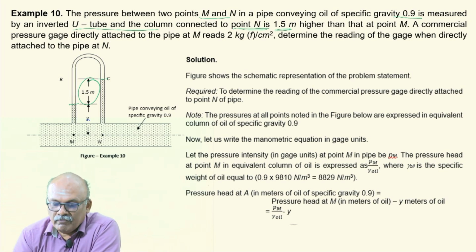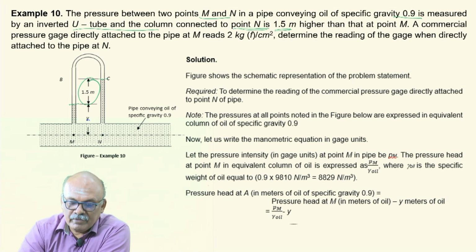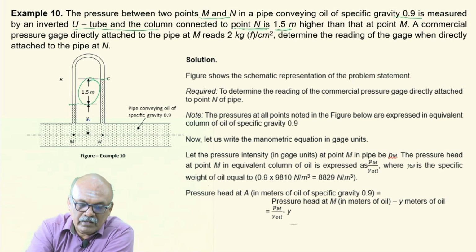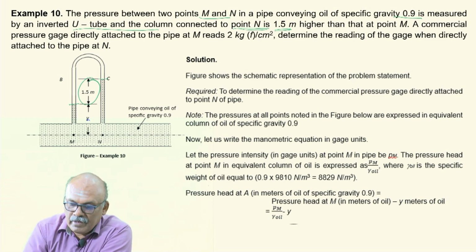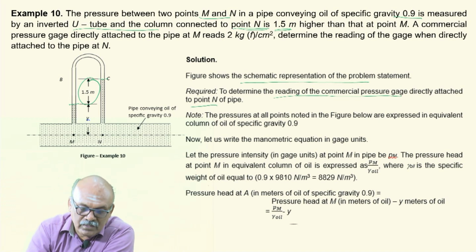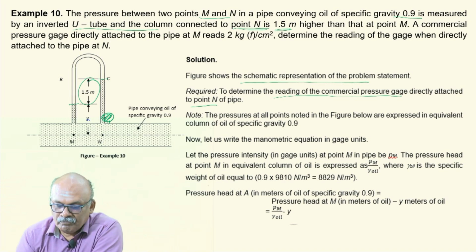So, 1.5. A commercial pressure gauge directly attached to the point at M reads 2 kgf per centimeter square. Determine the reading of the gauge when directly attached to the pipe at N. So, this is the statement given, and we have to draw this sketch, a schematic representation of the problem statement. What is required? It is required to determine the reading of the commercial pressure gauge when directly attached to the point. So, instead of the inverted U-tube manometer, if you have a pressure gauge here at N, what is the reading indicated by this pressure gauge? We have to find out.